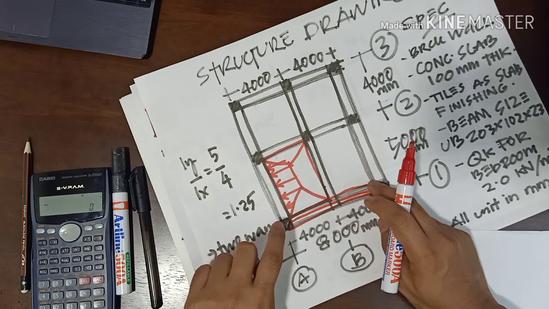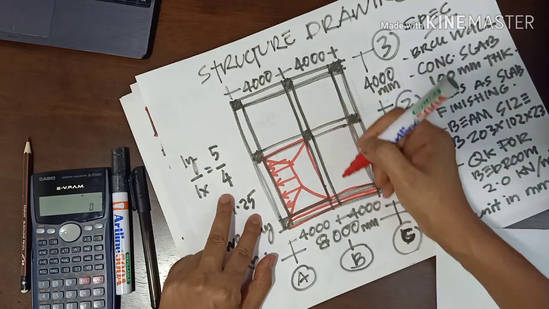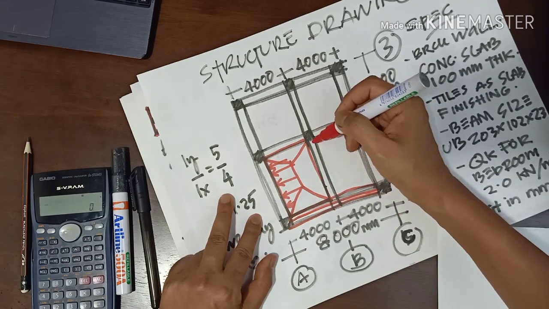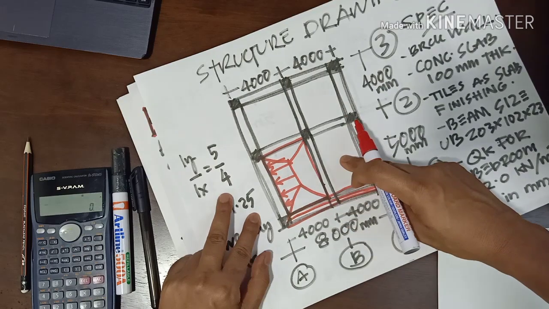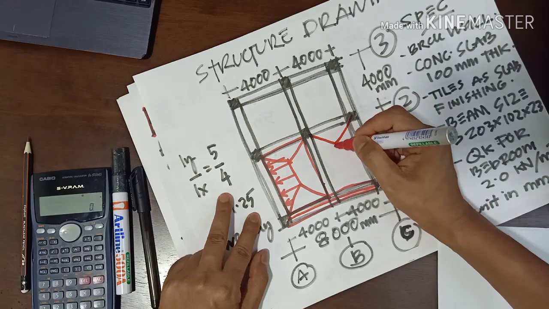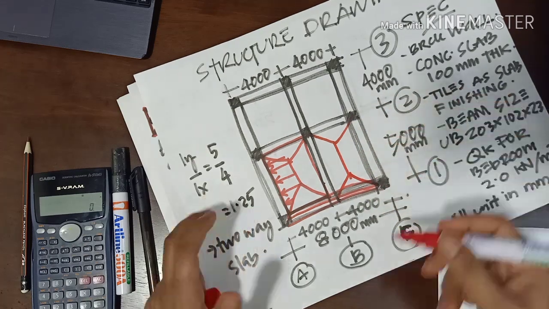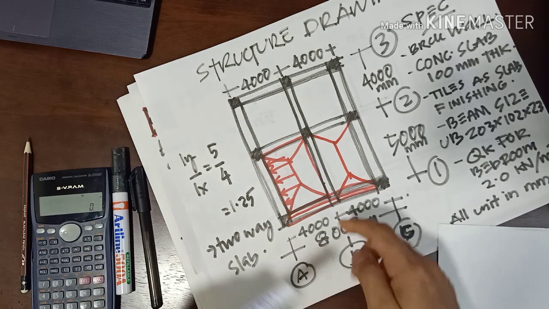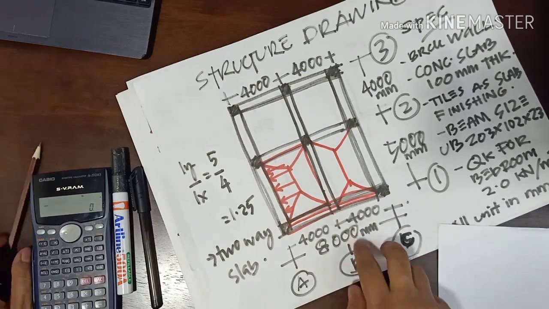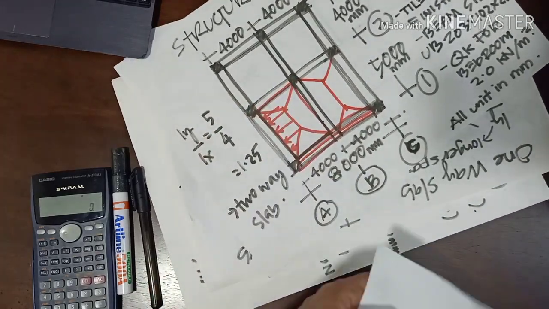Okay, so what will happen here, we are going to have another area to be calculated. Since this is a two-way slab as well, the crack pattern will be something like this. And since there is no column here, it will become a point load.